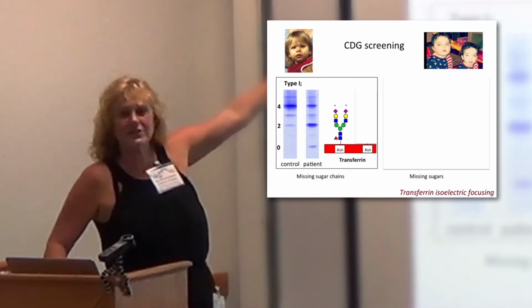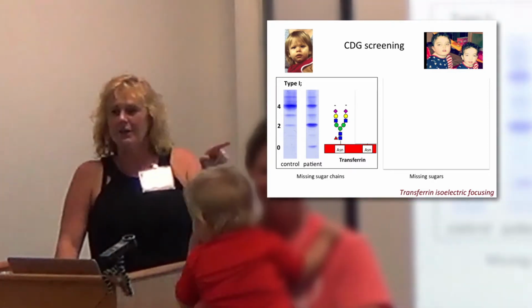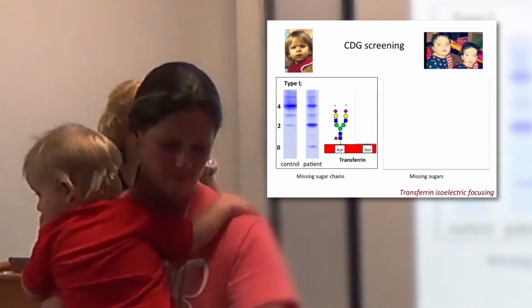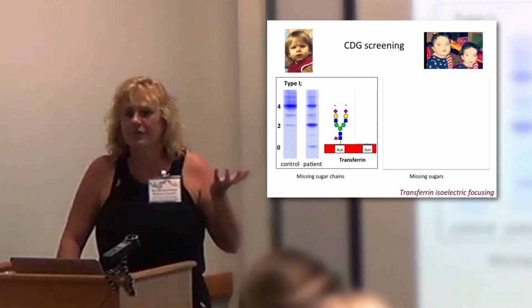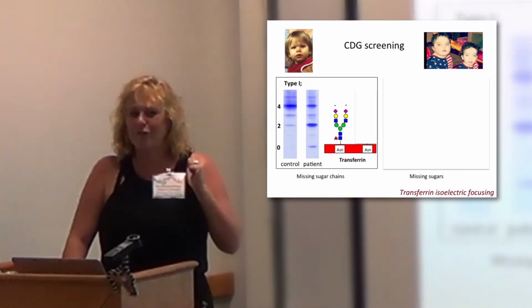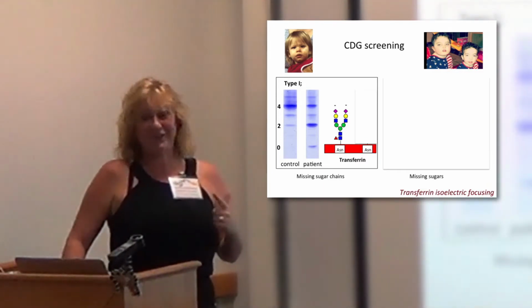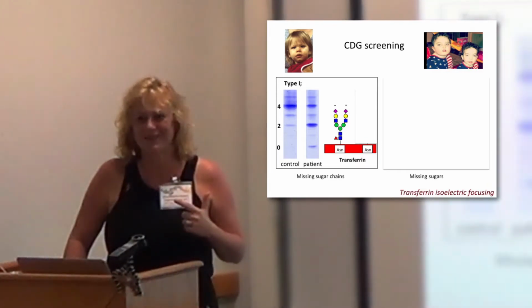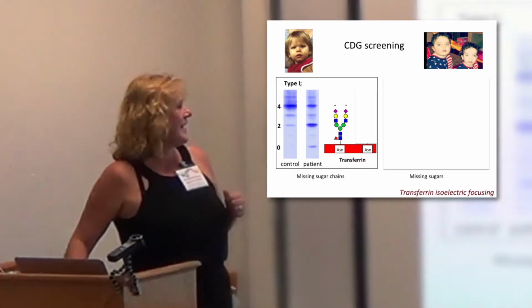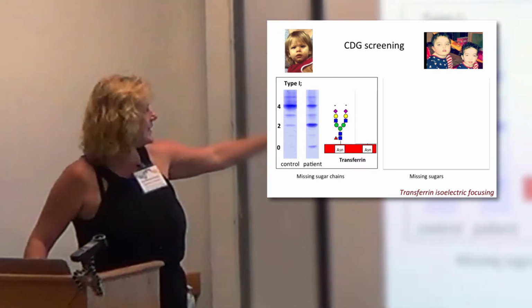So here's a patient with so-called type 1 CDG, and most of you in this room have, or your children have, type 1 CDG. We have one patient with a type 2 CDG, and we have one special patient who has type 1 and type 2 at the same time. So let's see type 1 CDG.